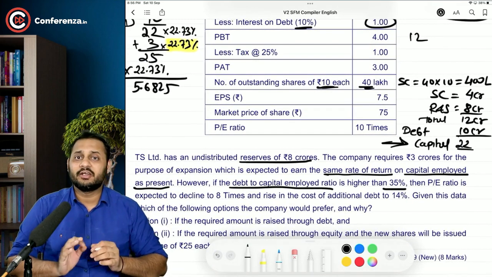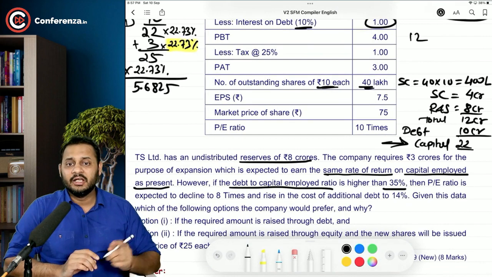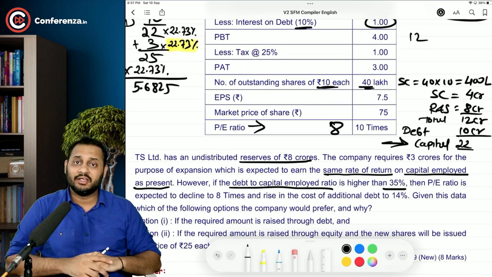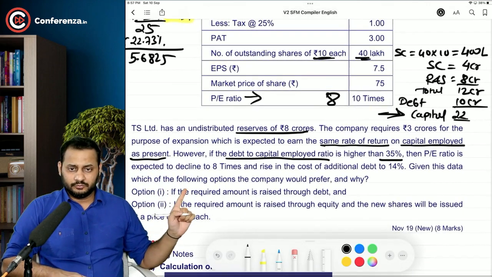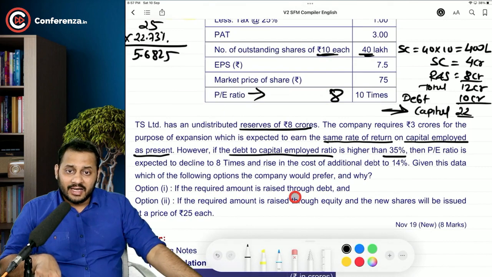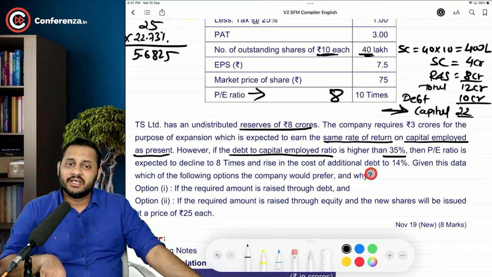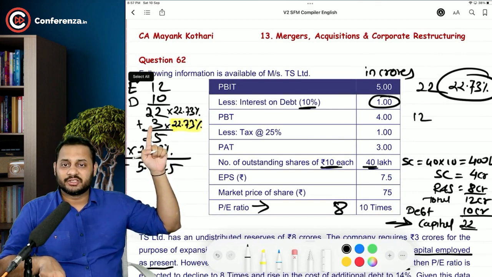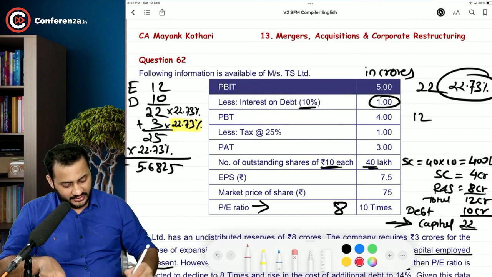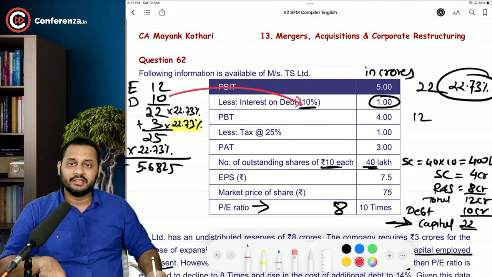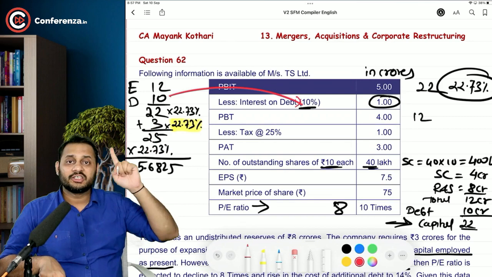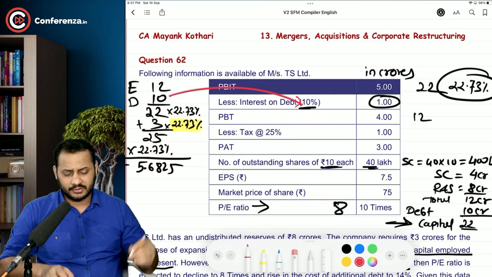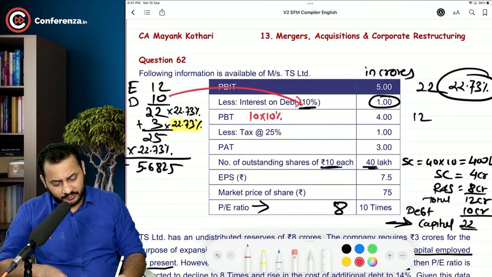The question says that if the debt ratio of the company goes beyond 35%, then the PE ratio will decline to 8. So what should be the new PE ratio that we have to take? 8. Okay. And the rise in the cost of additional debt will be 14%. So this 3 crore will cost us 14%. This 10 crore is costing us only 10%, right? You can clearly see it here. But this 3 crore will cost us 14%. Remember that. So what will be the new interest? Very simple, sir. 10 crore into 10%.